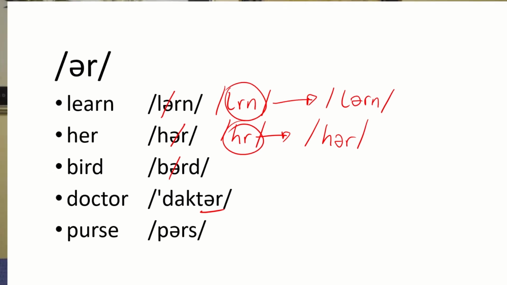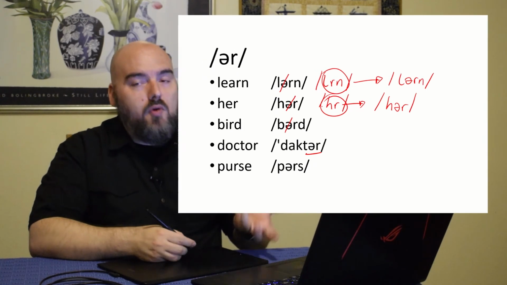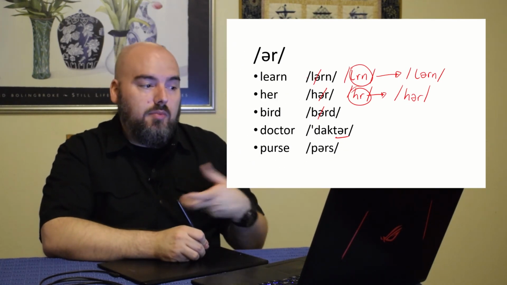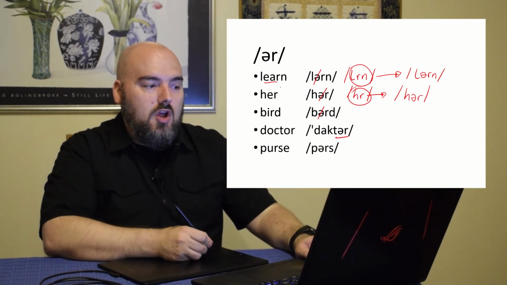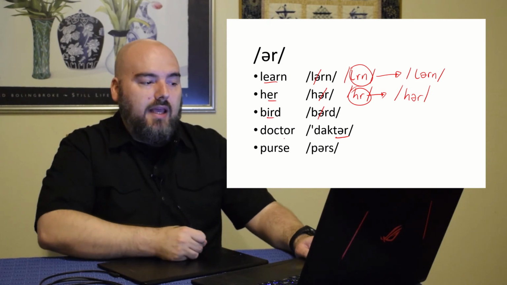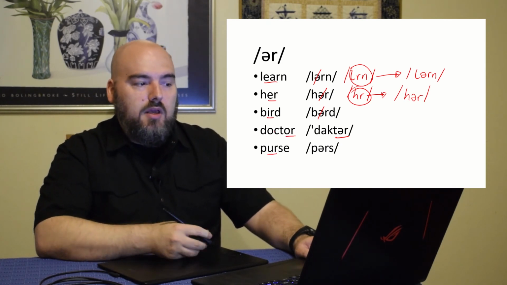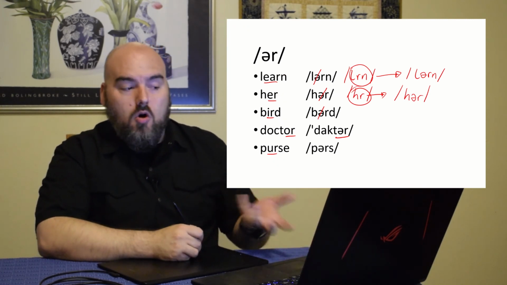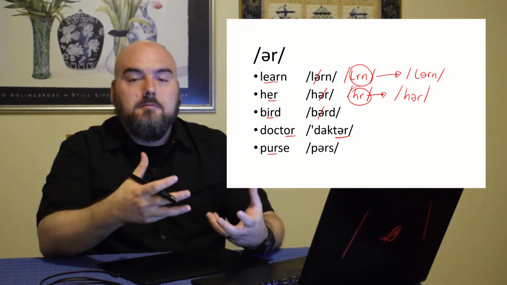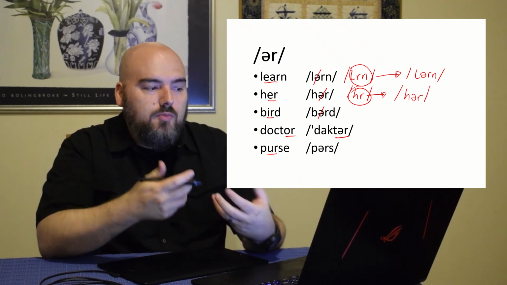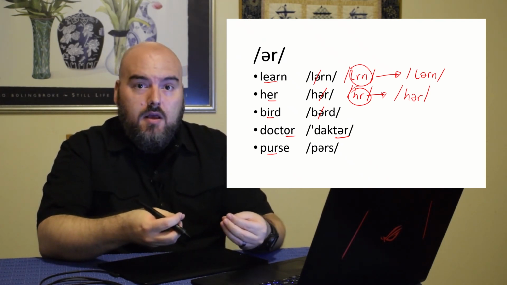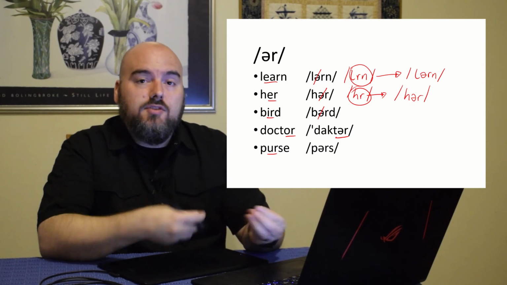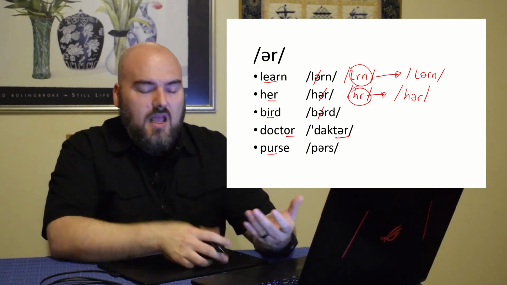And then purse. So the problem with the R-colored schwa could be that there is no spelling that defines it. It could be E-R, E-A-R, I-R, O-R, U-R. There is no specific way to spell it, but it happens and it occurs everywhere, like the word occur. And there are other things that you can find in the dictionary as well.